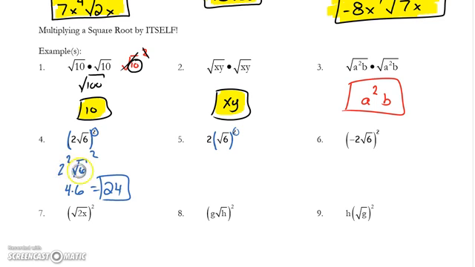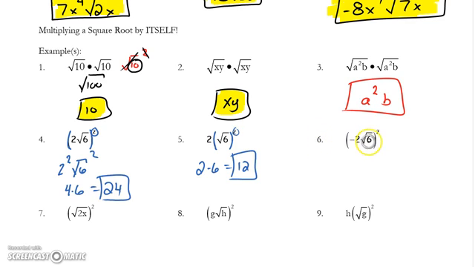2 squared times square root of 6 squared is going to give me 4 times 6, or 24. Because these are written next to each other, it's a multiplication problem. Whereas in number 5, this 2 is not being squared. It's not in the parentheses. It's just square root of 6 that's being squared. Square root and square cancel. That leaves 2 times 6, which is 12.